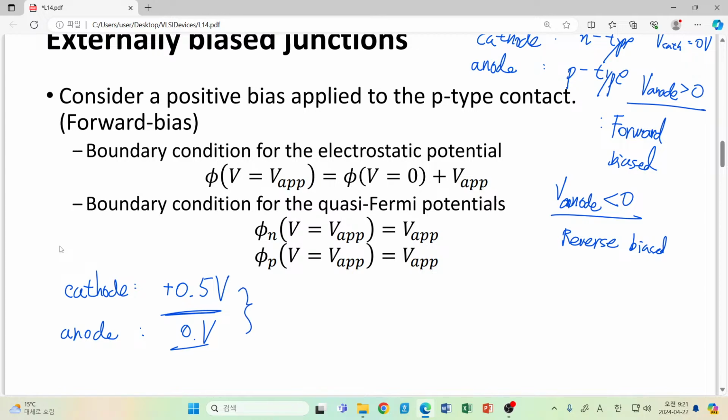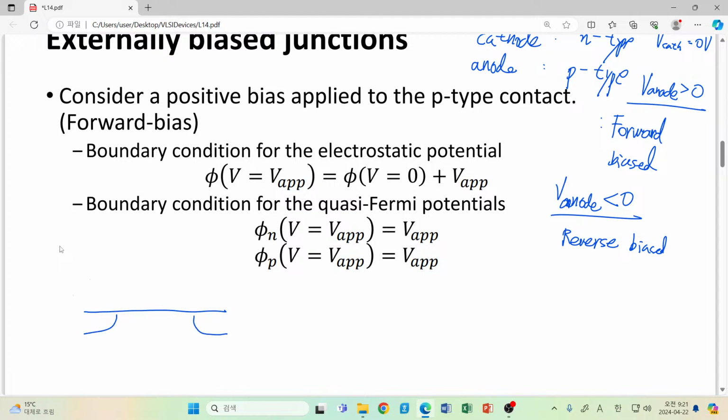Now, for cathode and anode, we have to care about the relative difference between anode voltage and cathode voltage. Although here we have different numbers, the relative anode voltage is just minus 0.5 volt. So we understand this one is really in its reverse bias mode.